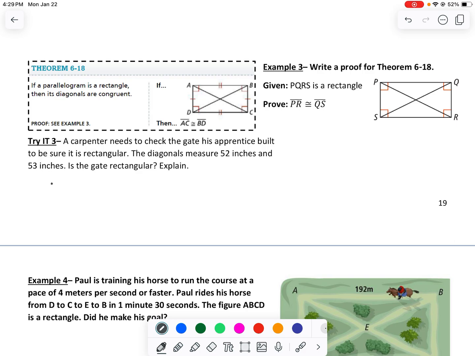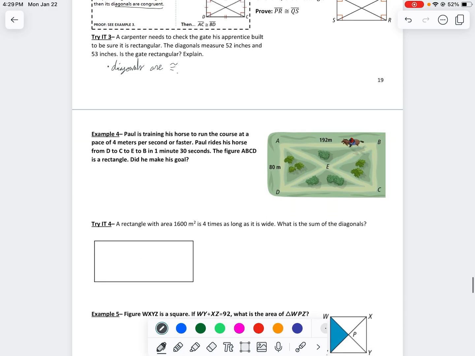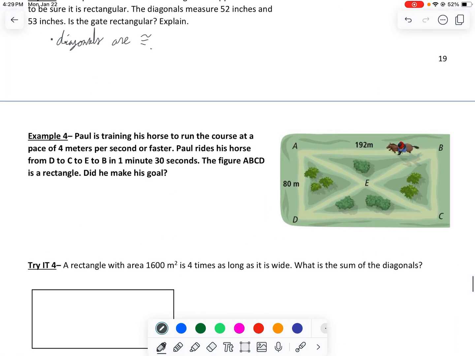In a rectangle, and this is an extra property you may or may not have, I went through that extra property with about half the classes, the diagonals are congruent. And this is for a rectangle, not for another figure. All right.